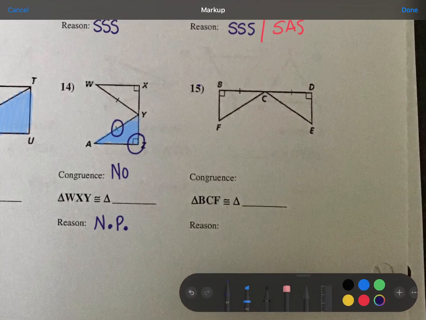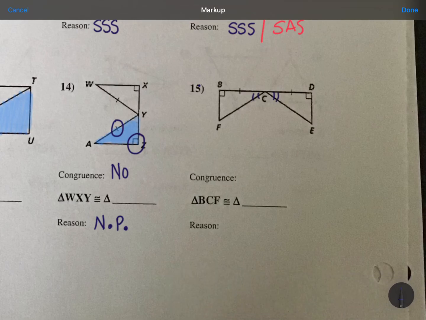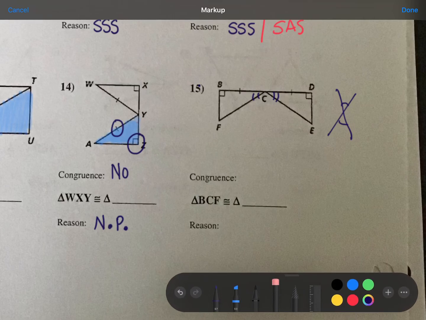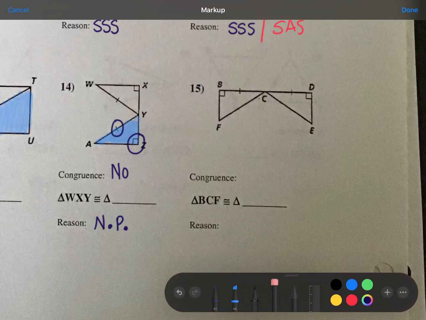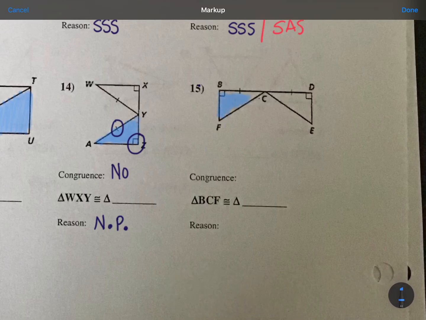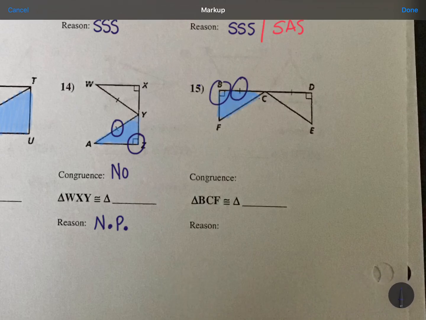Number 15, again, I'll get students that want to mark these angles congruent. It does not make an X, so they are not congruent because they're not vertical. And I don't have a shared side, so I'm ready to focus in on one triangle, and I'm going to look at my one triangle and see if I have 3 pieces marked. I only have 2. So no, they're not congruent. I do not have enough information, so we say not possible.